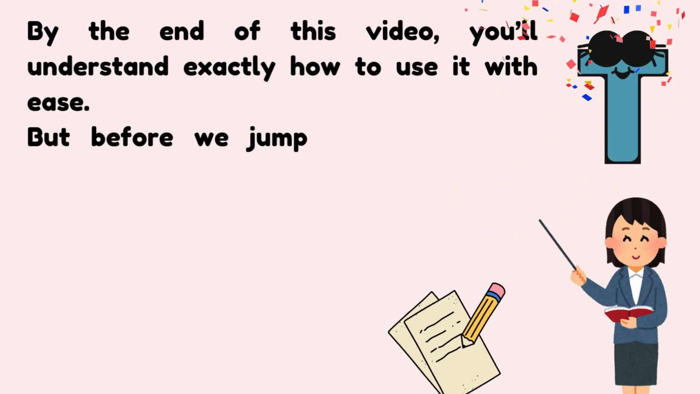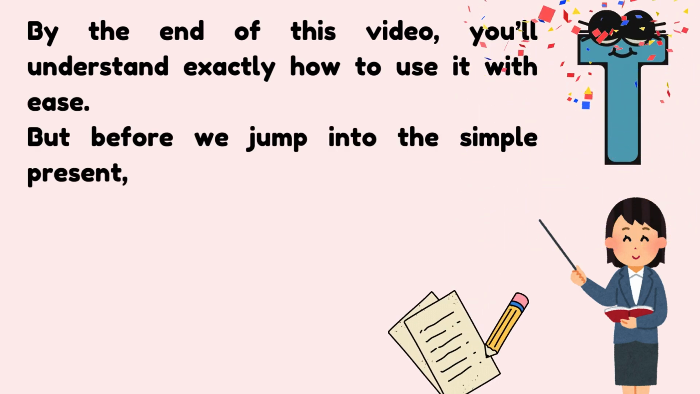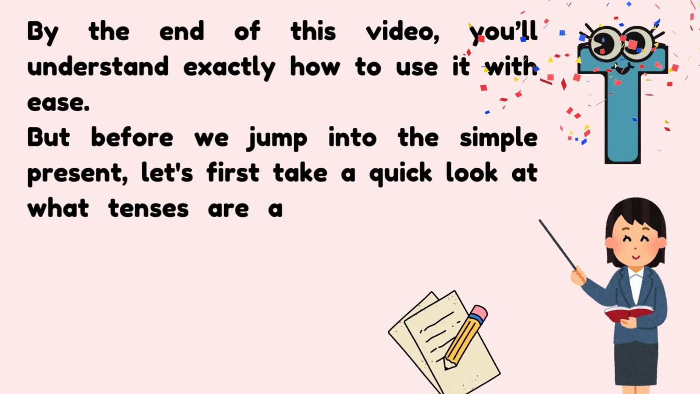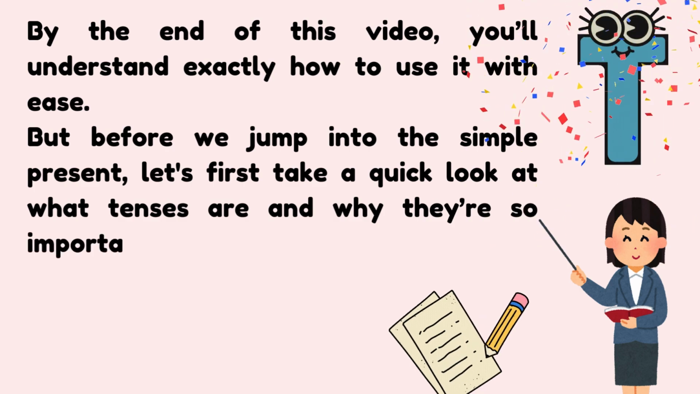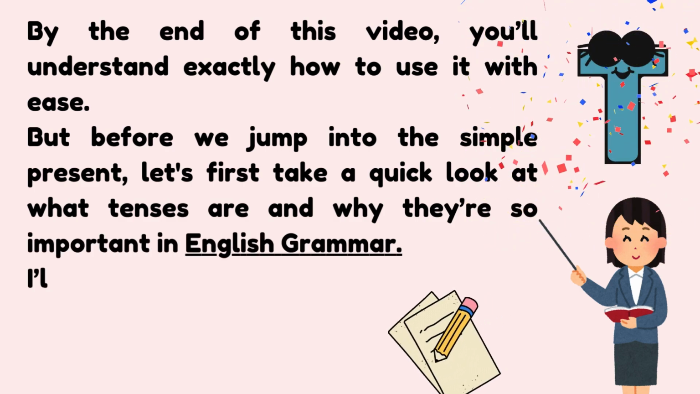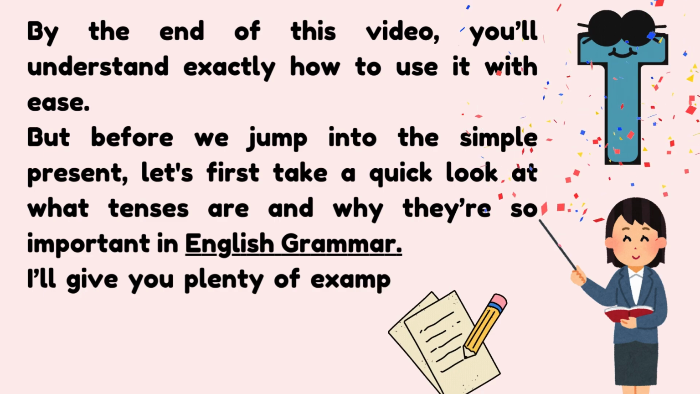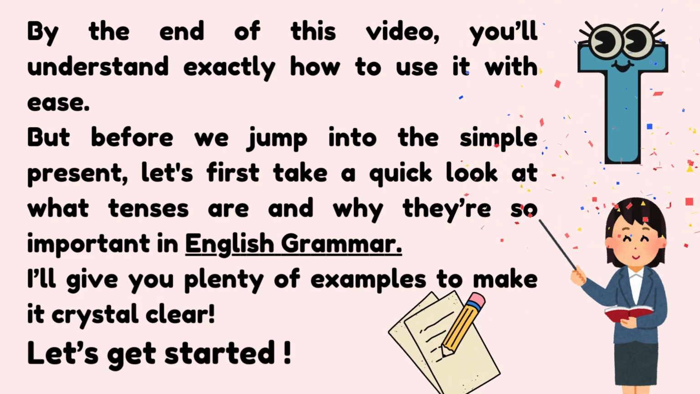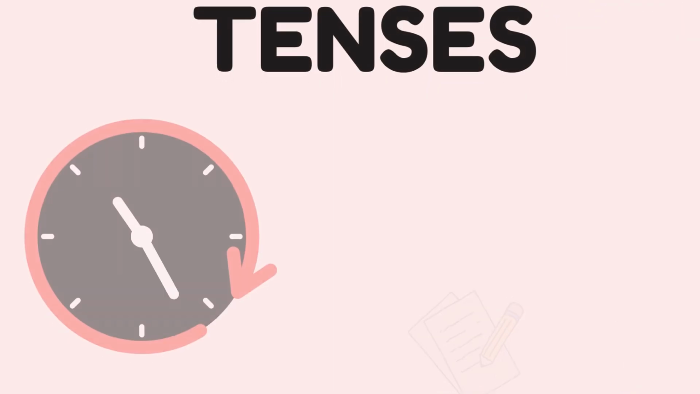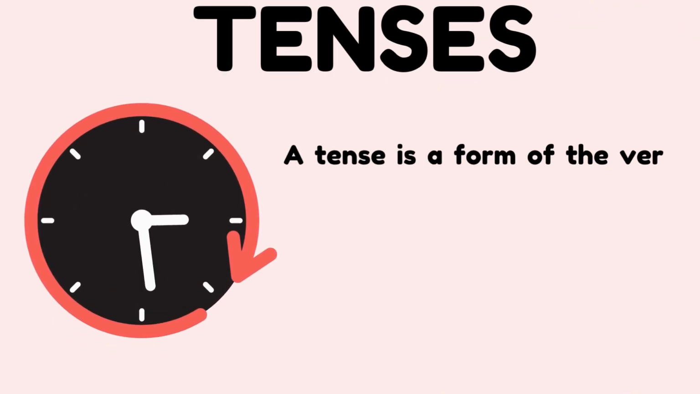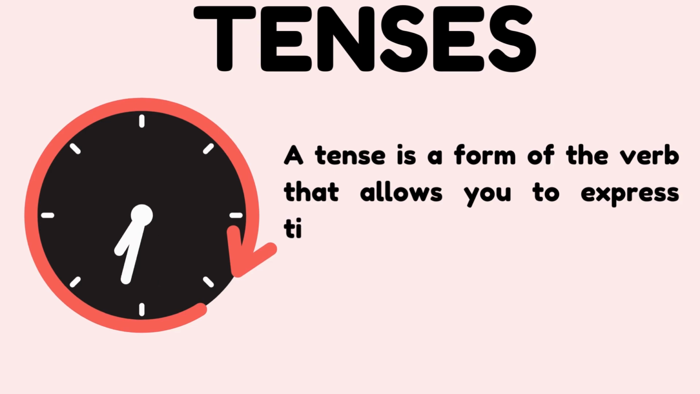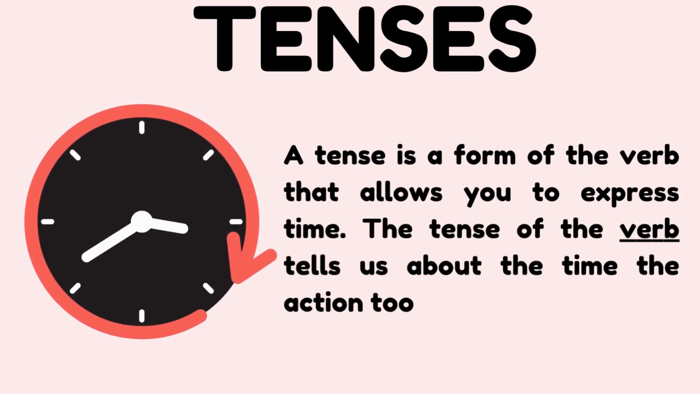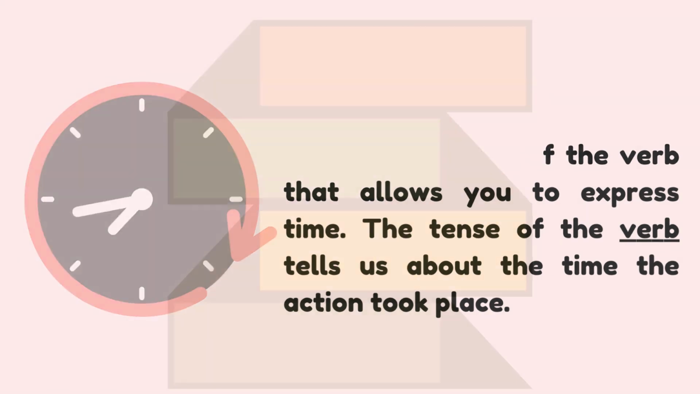But before we jump into the simple present, let's first take a quick look at what tenses are and why they are so important in English grammar. I'll give you plenty of examples to make it crystal clear. Let's get started. So, what are tenses? A tense is a form of the verb that allows you to express time. The tense of the verb tells us about the time the action took place.